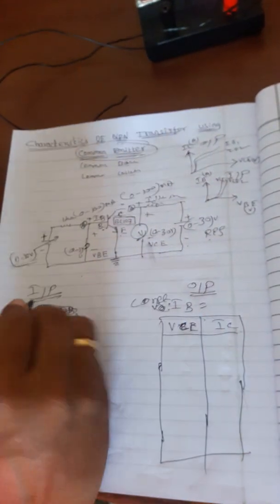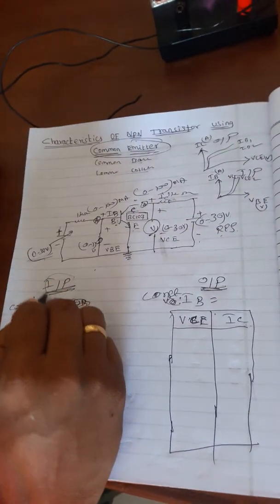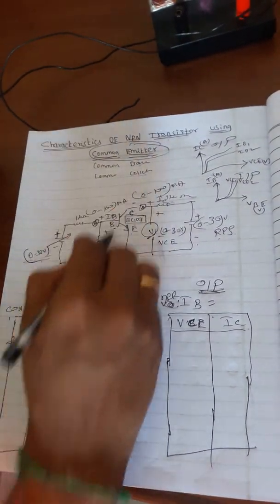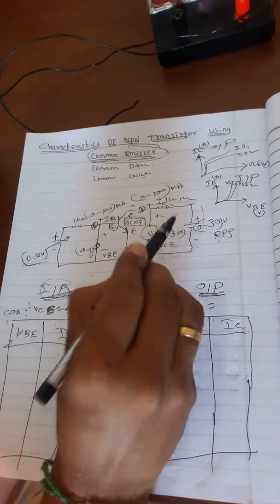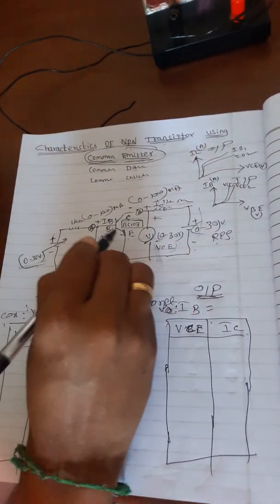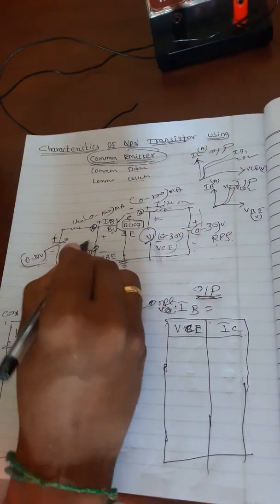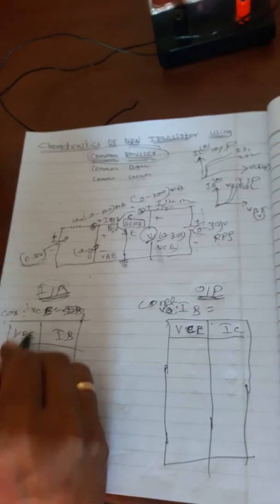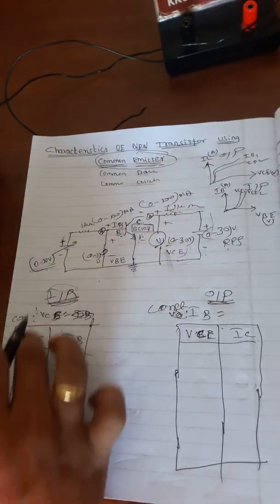There are two characteristics: one is input characteristics, another is output characteristics. This is called the input side and this is called the output side. In the input characteristics, the output voltage will be constant. The output voltage is called VCE. So VCE will be constant, the input VBE, the base emitter voltage, will be varied, and the current will increase. So this is the input characteristics.